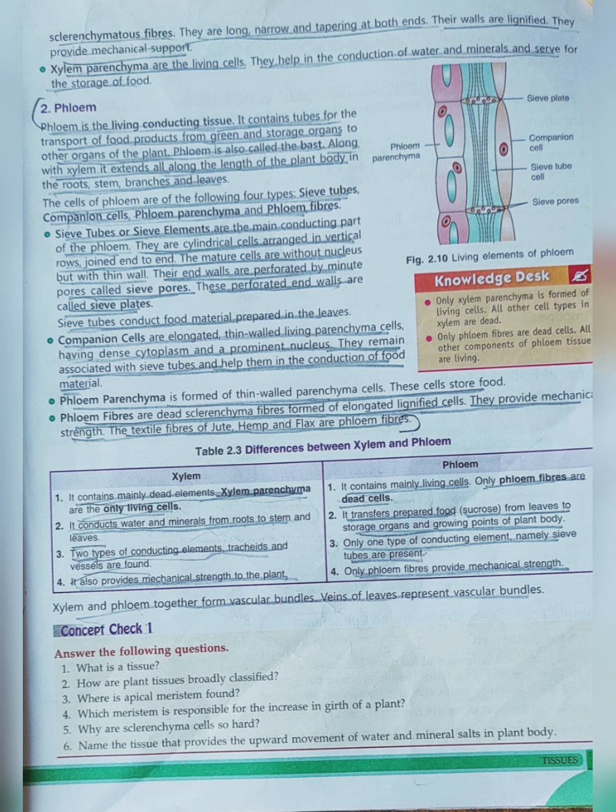Two types of conductive elements, tracheids and vessels, are found in xylem. Only one type of conducting element, namely sieve tubes, is present in phloem. Xylem also provides mechanical strength to the plant. In phloem, only phloem fibers provide mechanical strength. Xylem and phloem together form vascular bundles. Veins of leaves represent vascular bundles.